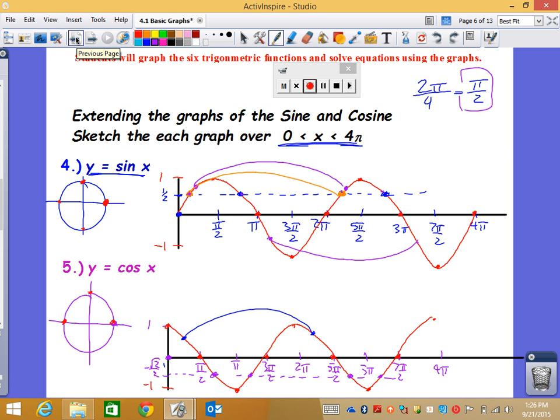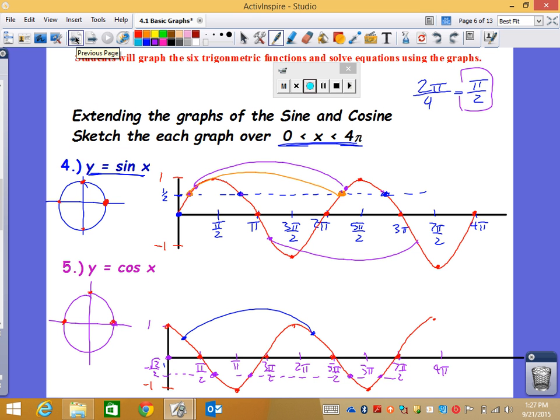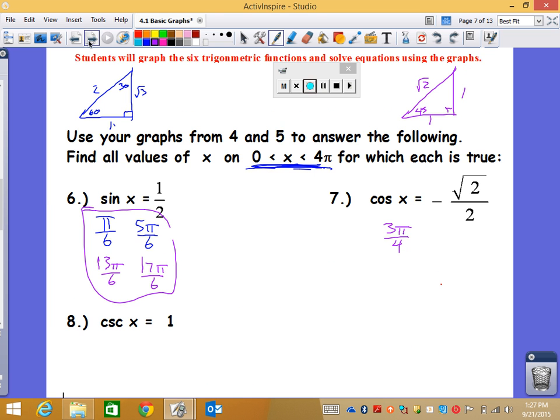Well, you'll notice my first point is in between pi over 2 and pi. So I'm a pi over 4 above pi over 2, which would give me 3 pi over 4. That's one of my answers. Well, the second one you'll notice is in between pi and 3 pi over 2. So it's a pi over 4 more than pi, which gives me 5 pi over 4.